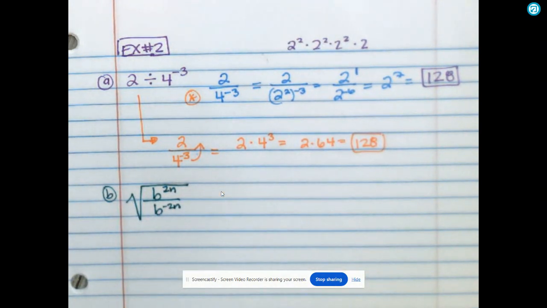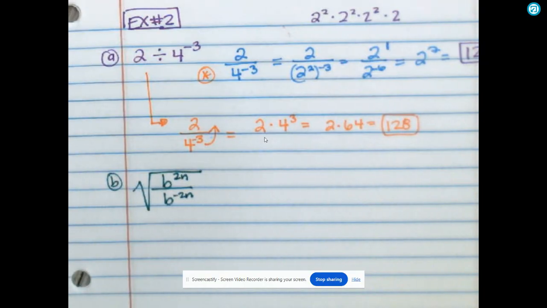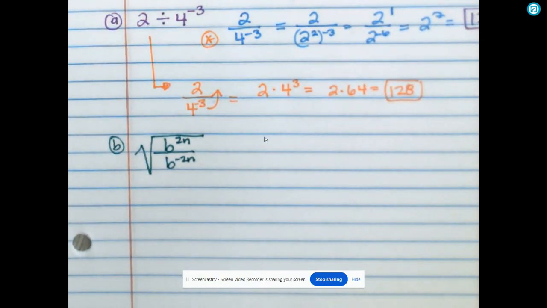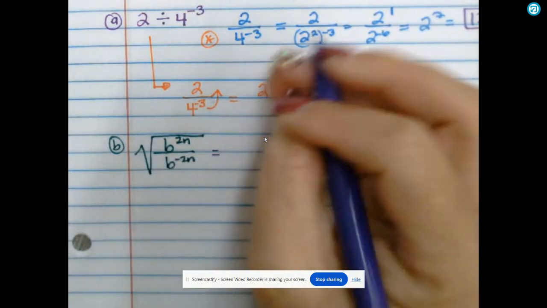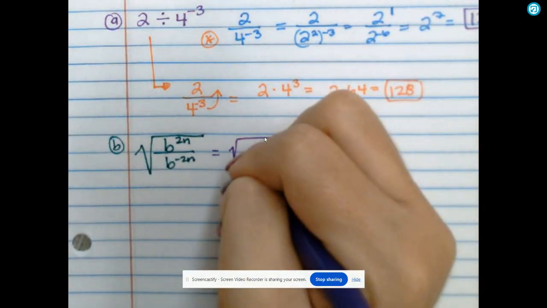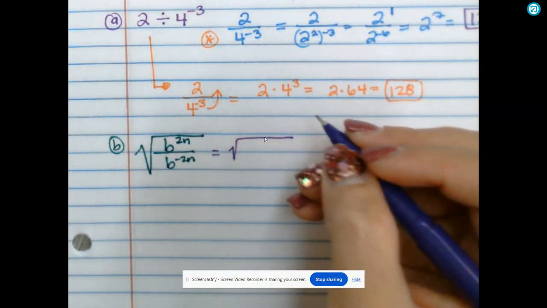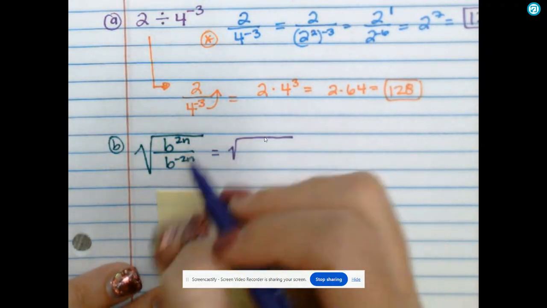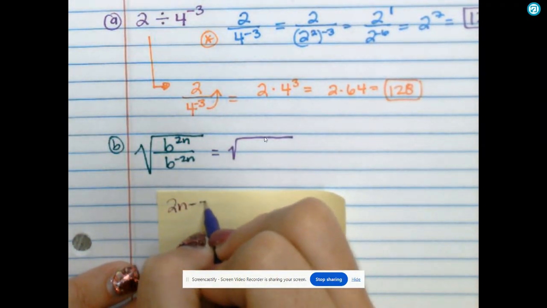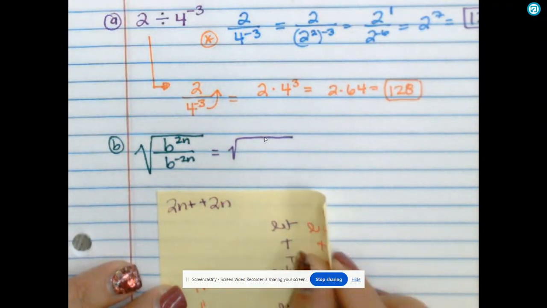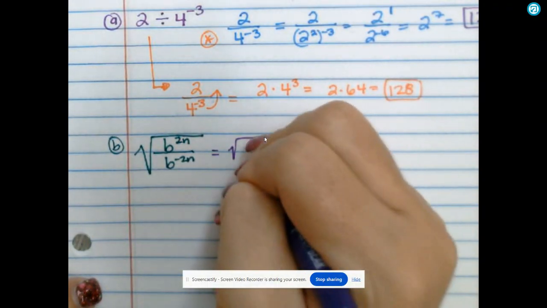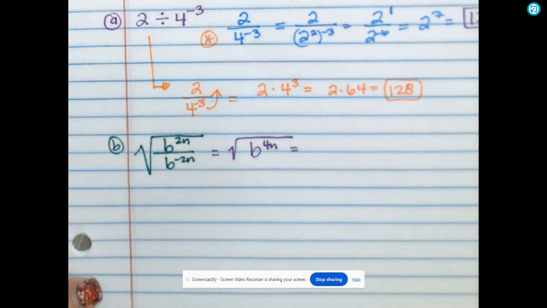The square root of b to the 2n over b to the negative 2n. All right, well, let's see what we got. If we just leave the square root here, we subtract here. So 2n minus negative 2n, that's going to give me 4n. So the square root of b to the 4n.